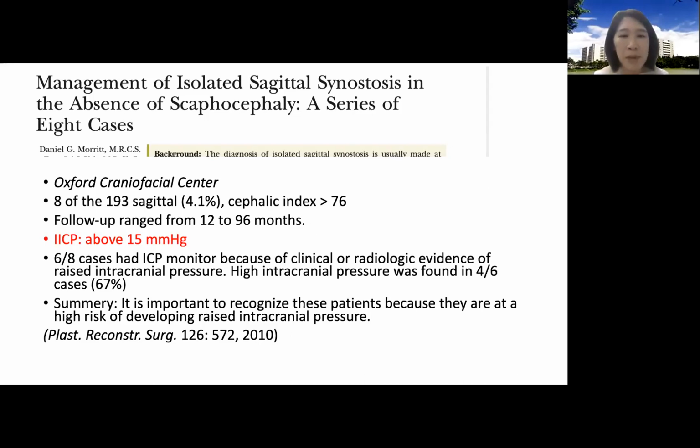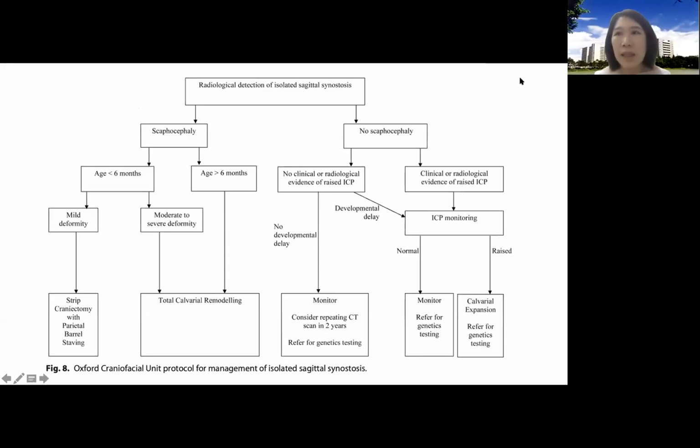So the summary of this paper is that it is important to recognize this patient because they are at a higher risk of developing increased intracranial pressure. So that's the flowchart of their recommendation that you can see on the right side. If the patient has no scaphocephaly, you should see if there are any signs of intracranial pressure or if the patient has a development delay. And you can perform ICP monitoring to see if you should do the surgery or not. However, if there's no evidence of intracranial pressure, you could just monitor. You can consider a repeat CT scan in 2 years.